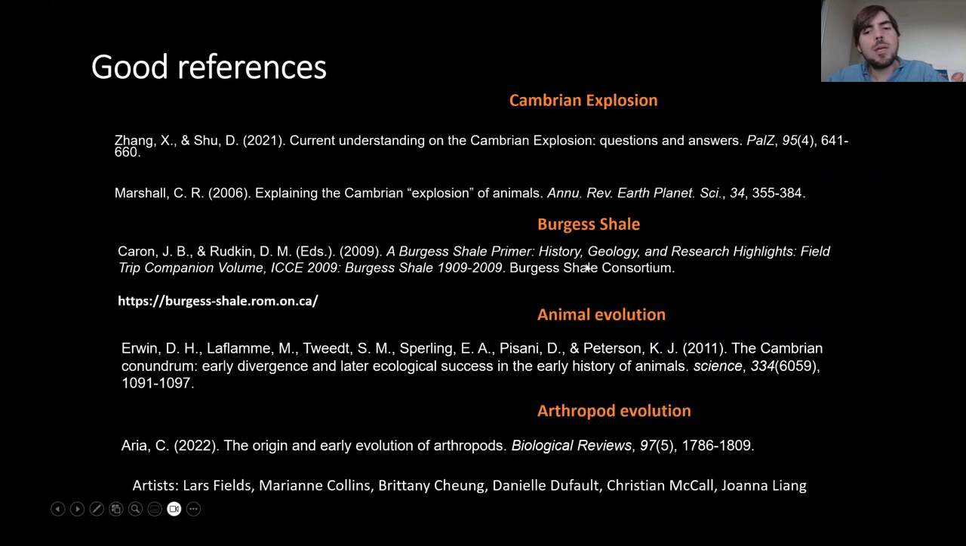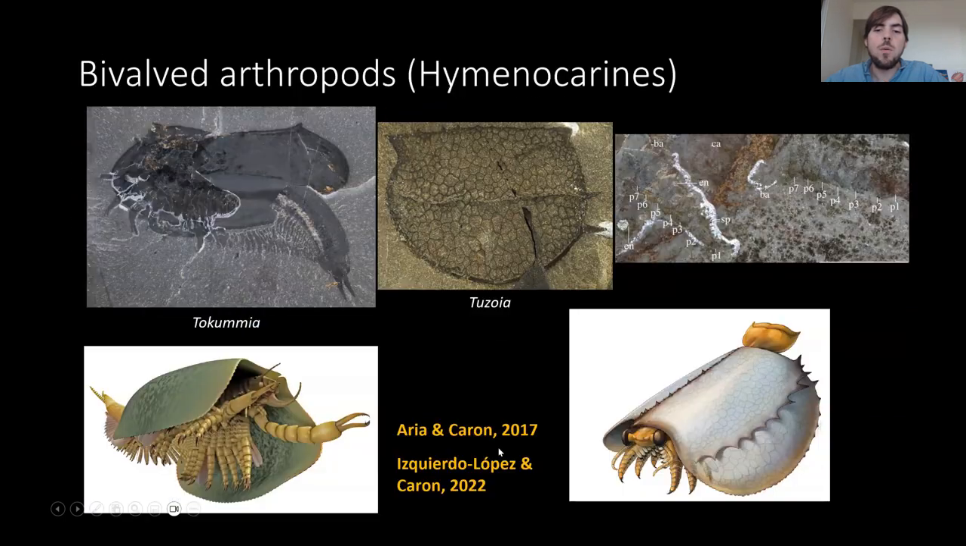If you want to read more about the Cambrian period, I recommend these papers here. For example, Cambrian Explosion. These ones are really good reviews about the Burgess Shale to understand where it is located. The Burgess Shale ROM website, which I took many pictures from. Animal evolution, for example, arthropod evolution. And of course, I also want to thank all the artists that you have seen here. I try to credit them all the time, but maybe I missed some. These amazing artists have brought the reconstructions to life, and you can see them all spread across our presentations.